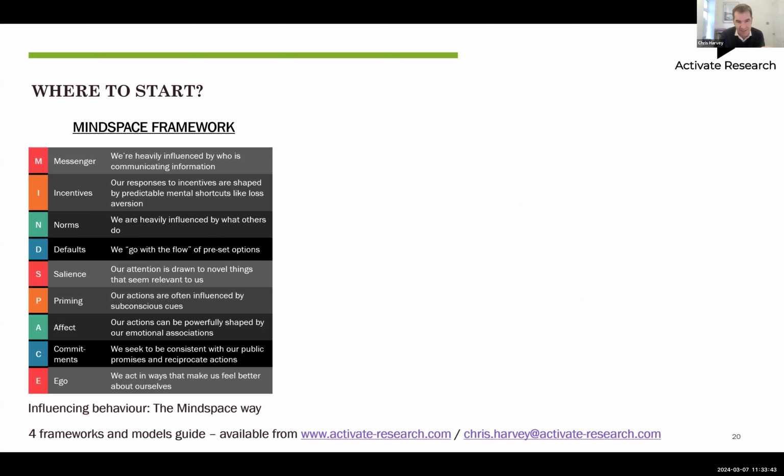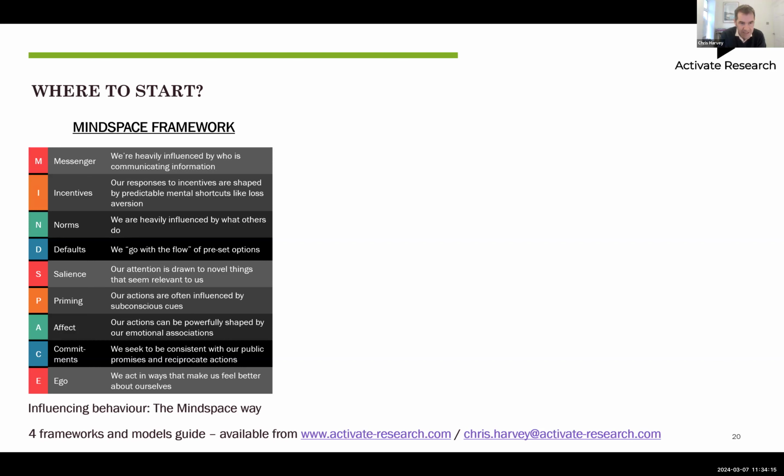Quite a nice place to start, or to turn to, is behavioural frameworks. There are a few different frameworks that have been developed, and the idea of these frameworks is to capture some of the most common behavioural biases that have been identified. This particular framework is called the Mindspace framework, and it documents nine quite common, powerful behavioural biases under this nice Mindspace mnemonic.